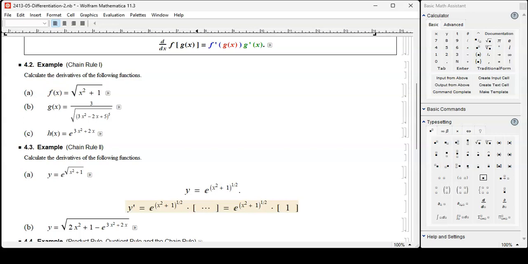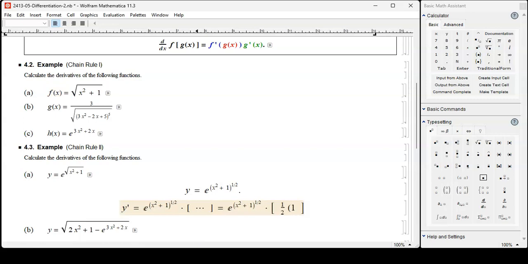So by chain rule, 1/2 times 1 plus x squared, and then subtract 1 from the power. And then by chain rule, I have to multiply the derivative of the inside. What's the derivative of the inside this time? Inside of this. What is it? 2x.